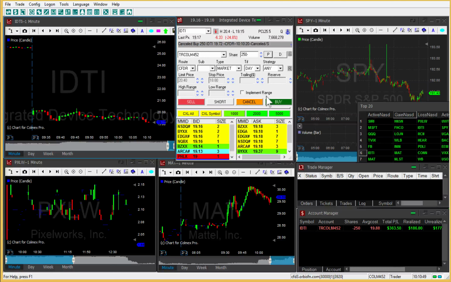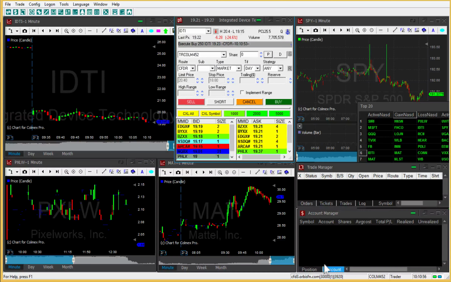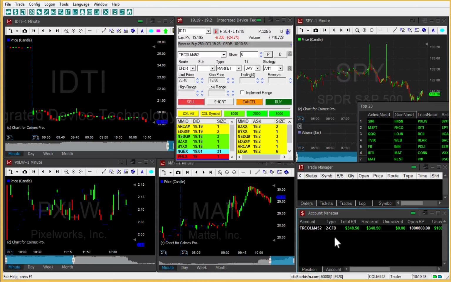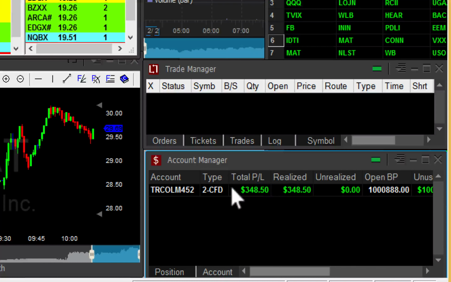So if I want to make another trade for the rest of the day, I can. But if I don't want to, if I'm happy with what I've got there, 348 I took. $348 for today. Yeah, I'm happy with that.